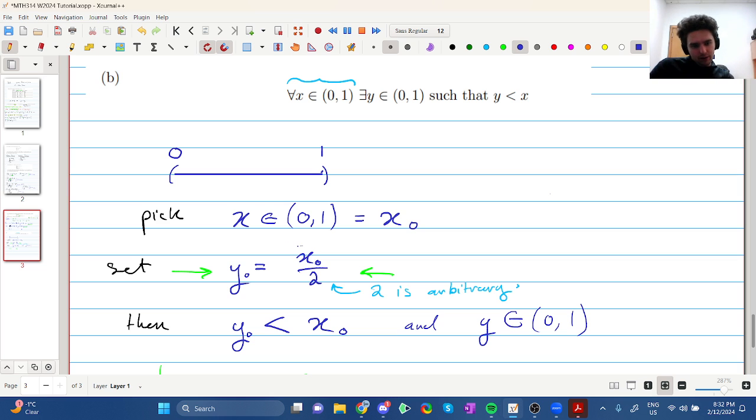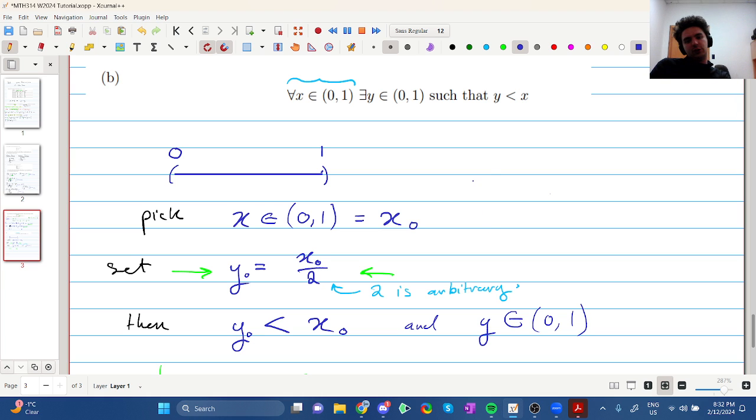You could also, like, whatever, if you wanted to choose, like, 4 over 5 x naught, sure. That's smaller, right? That's going to be smaller than x naught. It's just something that makes it smaller. That is still an element from 0 to 1. So you couldn't subtract 1. That's very important. You could not subtract 1. Because if you subtracted 1, that would go out of the bounds, right?